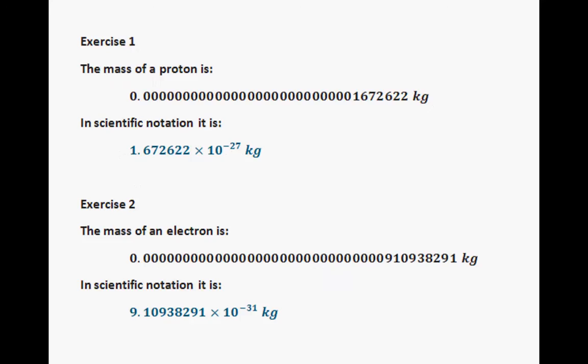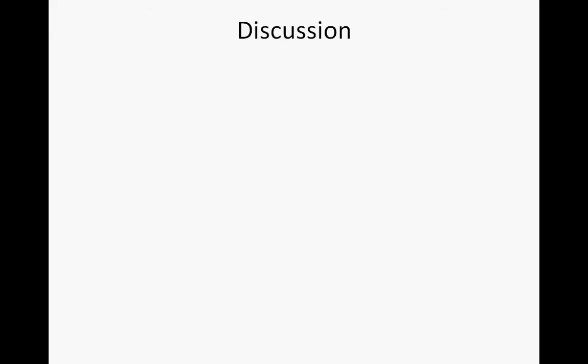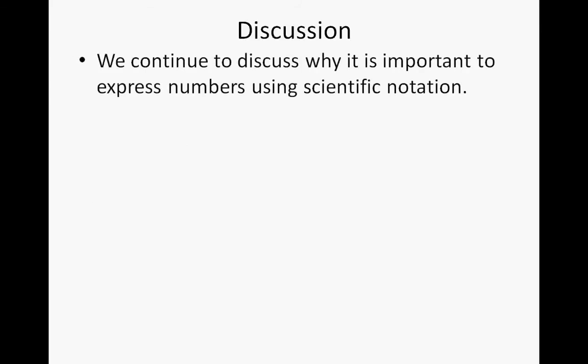All right, this is what you should have. It was asking you to take, again, the mass of a proton and write it in scientific notation, and the mass of an electron. And again, write that in scientific notation. This is what you should have. All right, so let's go ahead and take this and do something with it as we continue to discuss why it's important to express numbers using scientific notation.